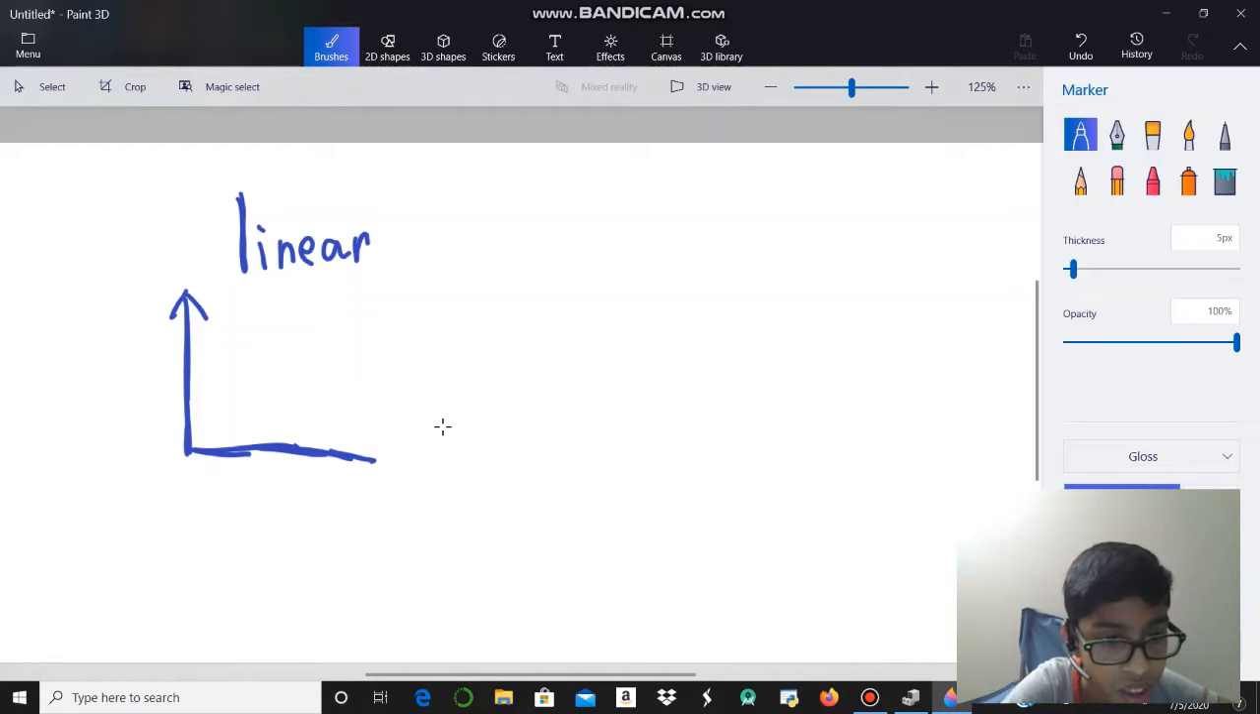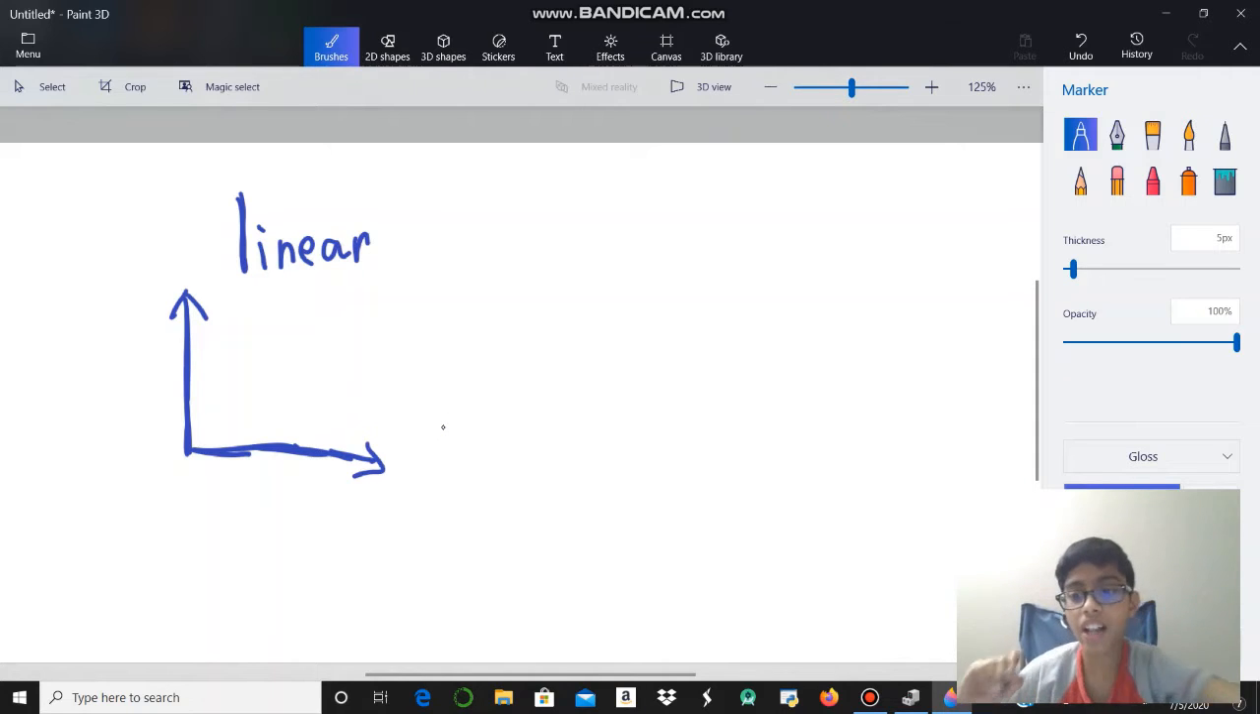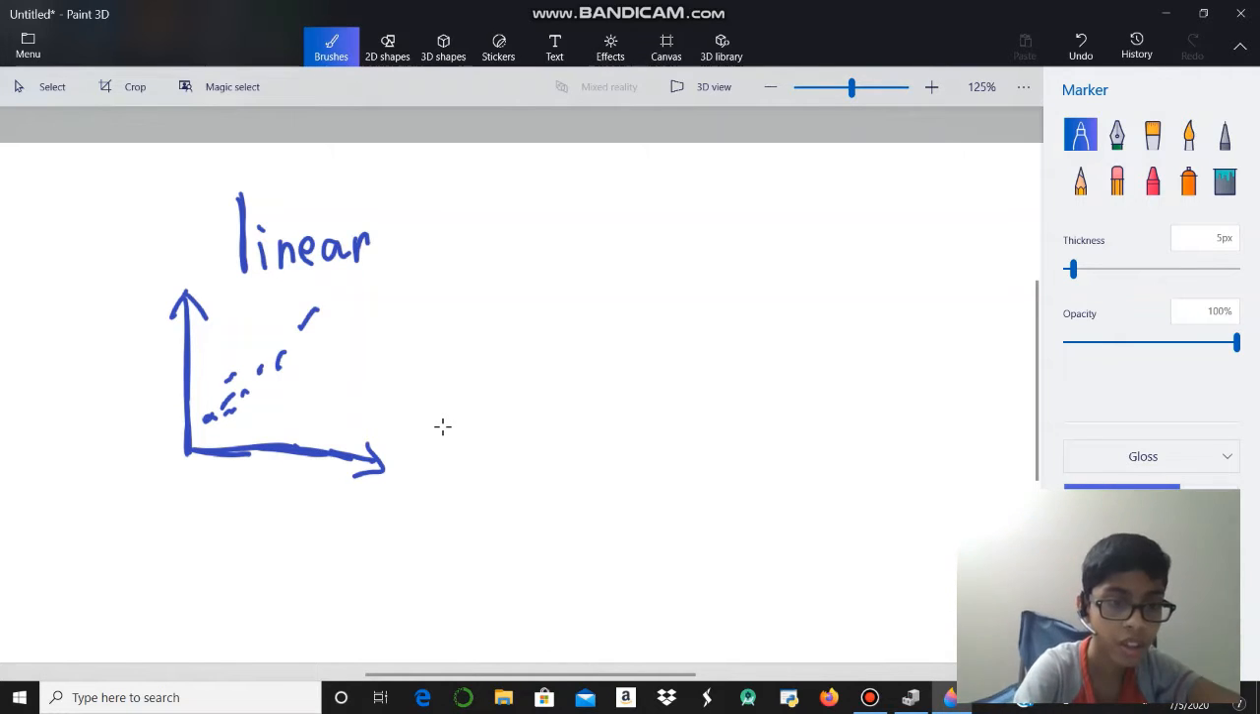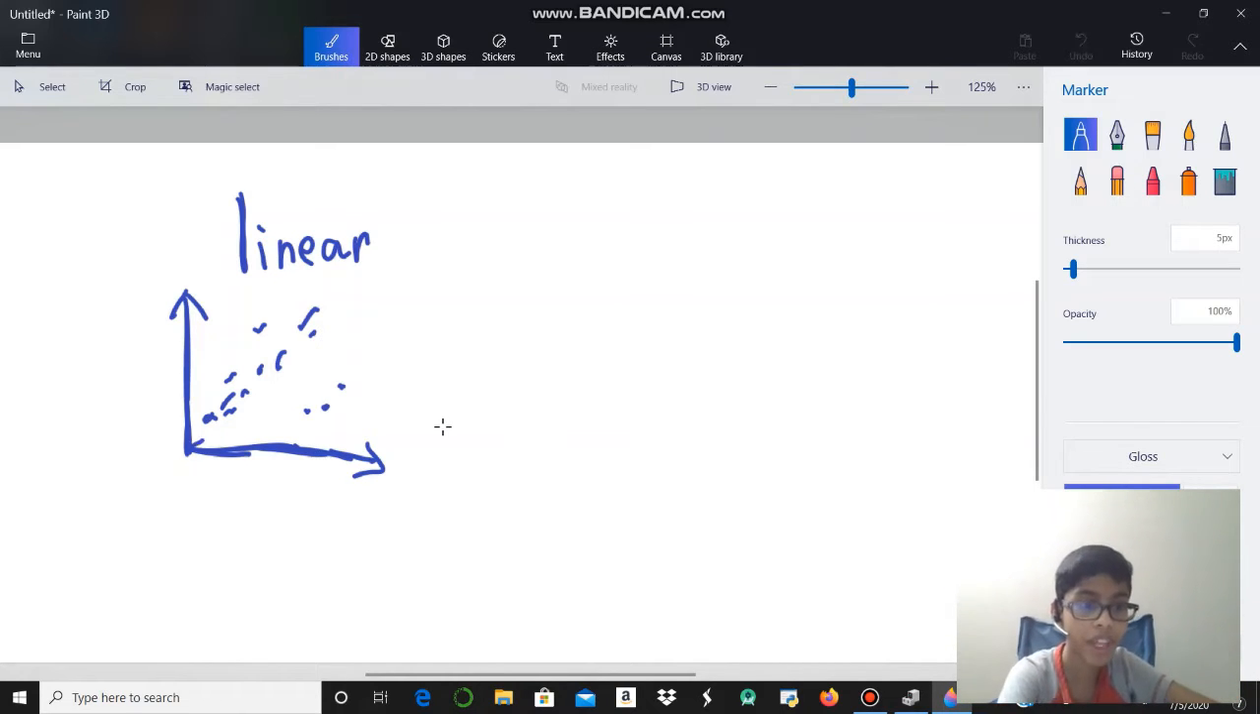So the linear regression algorithm draws a best fit line for some data points, right, guys? These data points are just some outliers. So the best fit line would look something like this, or something like this. Right, guys? That is the linear regression algorithm.